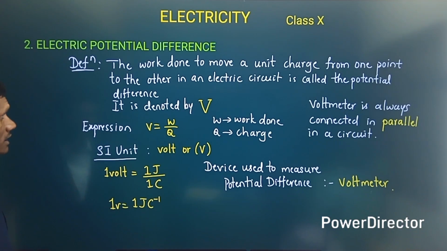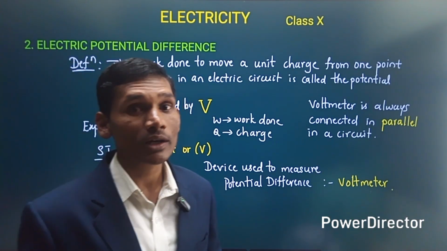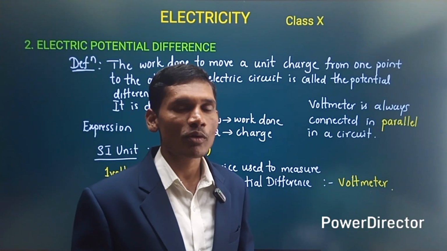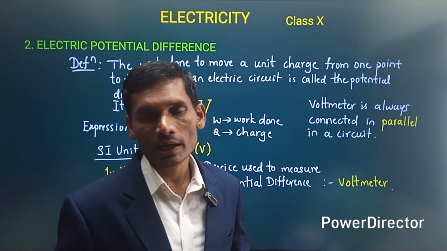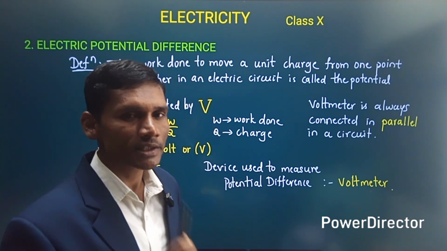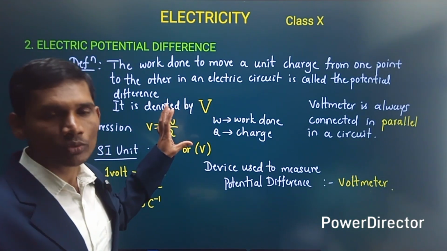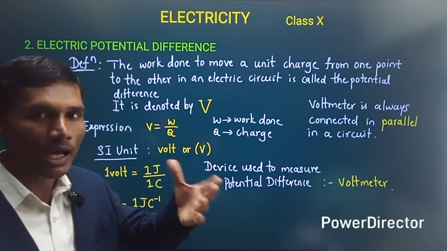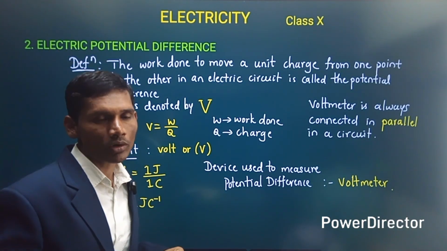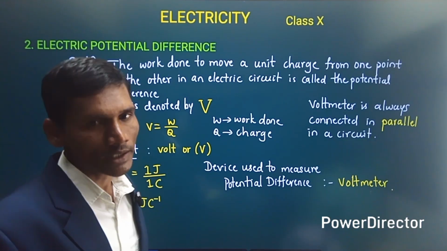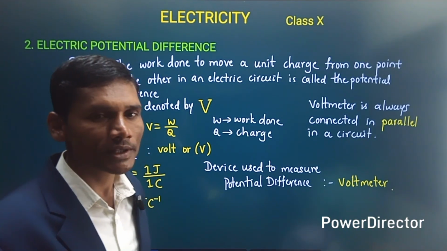Yes. Next, coming to electric potential difference. What is electric potential difference? It is the work done to move a unit charge from one point to the other in an electric circuit. We call this electric potential difference, right? It is denoted by phi. Phi is equal to W by Q, where W means work done and Q is the charge. How much work we are doing to move that unit charge, that is what gives us the potential difference.